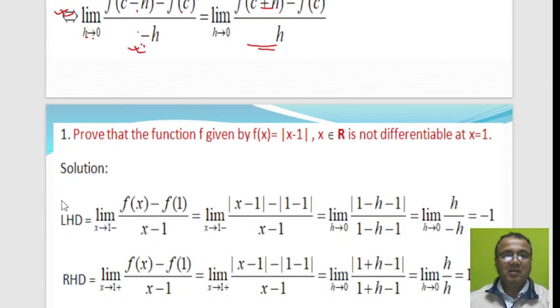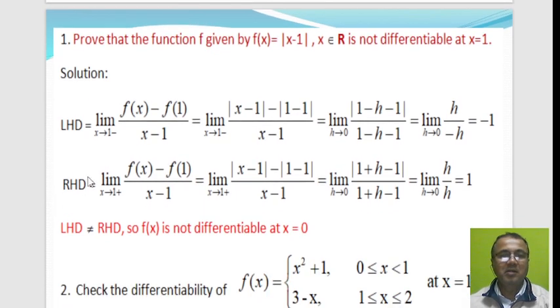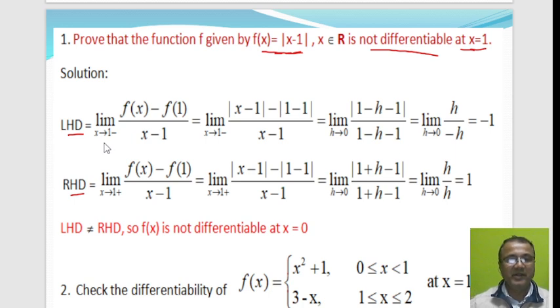So now let us try one of the problems, whether it is differentiable or not. Suppose the function is given as f(x) equal to modulus of x minus 1. And it is said that it is not differentiable at x equal to 1. So how will we verify this? First of all, you have to find the left hand derivative, and next the right hand derivative, and check whether both are equal or not. If both are equal, then it will be differentiable. If both are not equal, then you can say that the function is not differentiable.